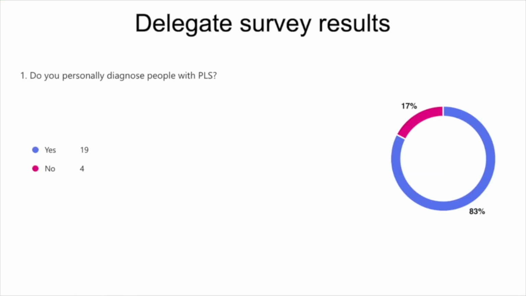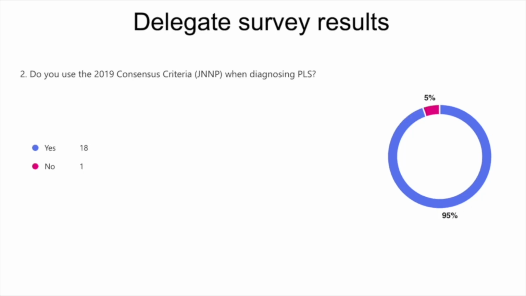And lastly, I did a survey of everyone here. Thank you to the 23 people who replied. I initially just screened people on whether they diagnosed PLS, because obviously there are other stakeholders here, but we were after really thinking about the criteria and who uses them. So 19 people. Do you use them? 18 people did. I won't try and find out who the one person is who doesn't. So 18 people use them.